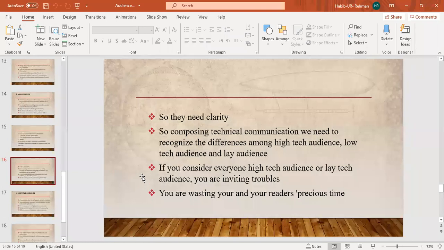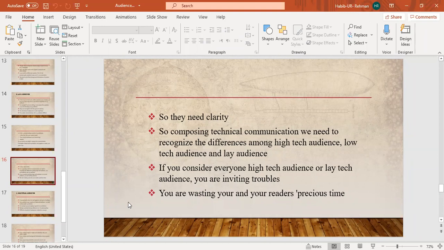If you are talking to a lay audience and you are writing keeping in mind a technical audience, you are inviting trouble. You are making the communication worse because you are communicating with lay persons who don't share your knowledge or educational background. When you communicate with them with high flown words or technical terminologies and jargon without explaining them, it would be very difficult for the reader to understand because he is a lay audience.